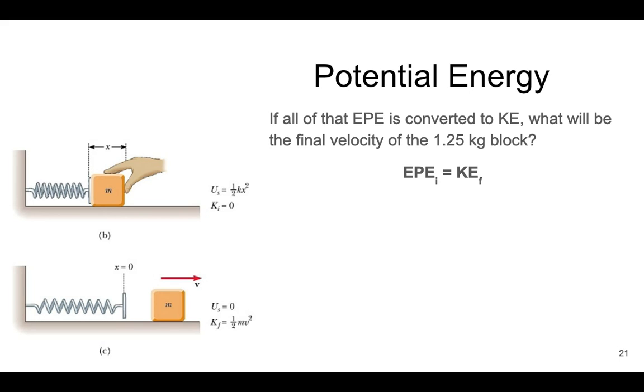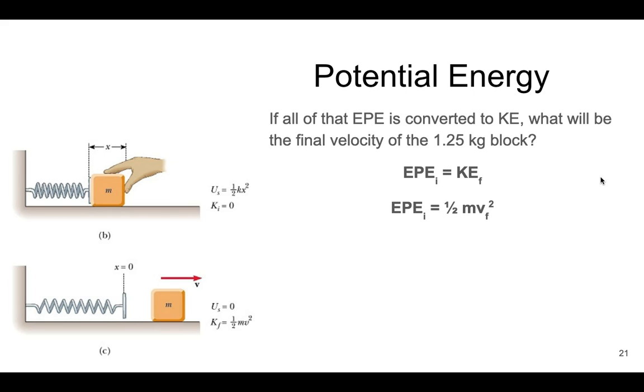So this is kind of the baby version of something we're going to learn later in this chapter called the law of conservation of energy. But convince yourself that this sentence here in words is actually saying this: all of the EPE you start with, so EPE initial, will equal the kinetic energy that you end with. So kinetic energy final.